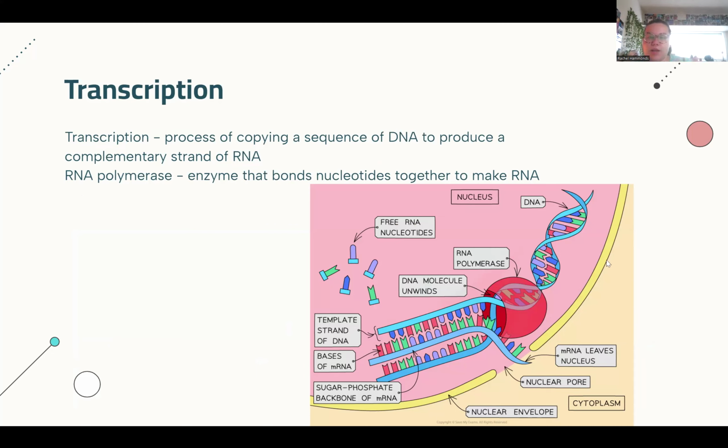Here's a really pretty picture that I found. As you can see, the DNA molecule is unwinding. You still have the double helix. Here's the strand, here's the strand. As it's unwinding, RNA polymerase is going down the strand, creating complementary base pairs to this top strand, this template strand of DNA. As it's doing that, it's creating mRNA, which leaves the nucleus to enter the cytoplasm through the nuclear pore. So RNA polymerase is creating the nucleotides, the mRNA strand.